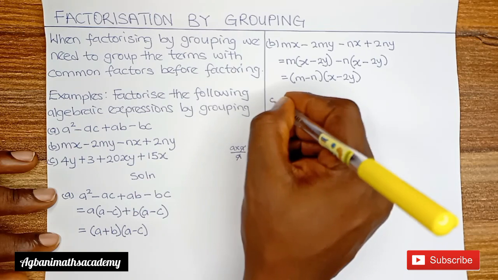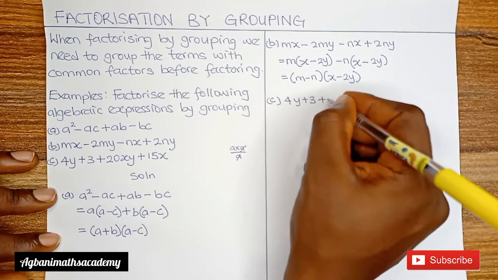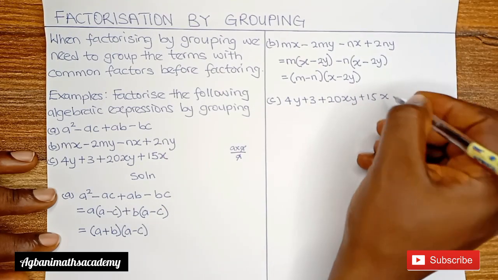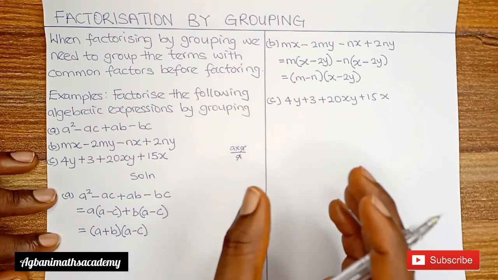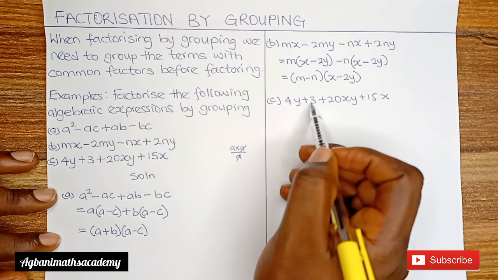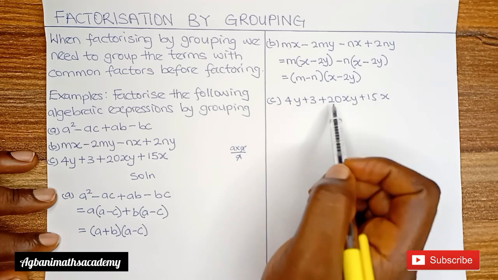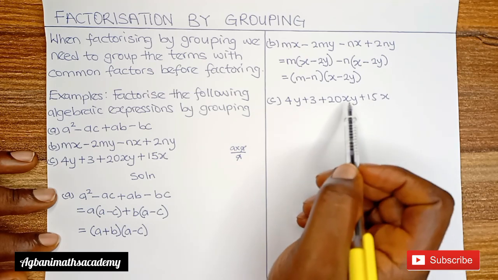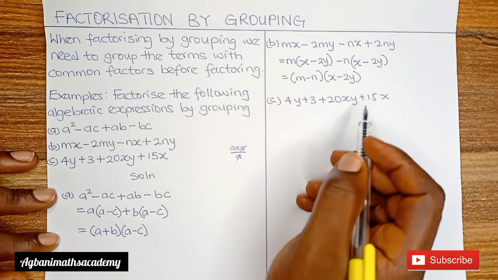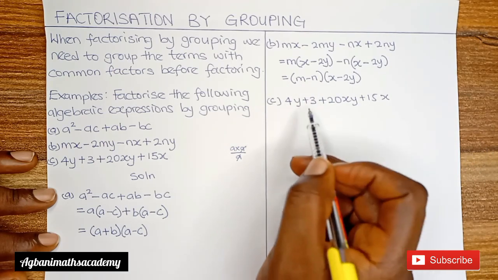Let's look at the third example, which is C. We have 4y plus 3 plus 20xy plus 15x. So let's look closely at these values. Remember, we are factorizing by grouping. 4y and 3. Do we have anything in common here? The answer is no. What about 20xy and 15x? We have x is common, and 20 and 15 have a common factor, which is 5. However, we cannot continue the process because we cannot factorize this first group.